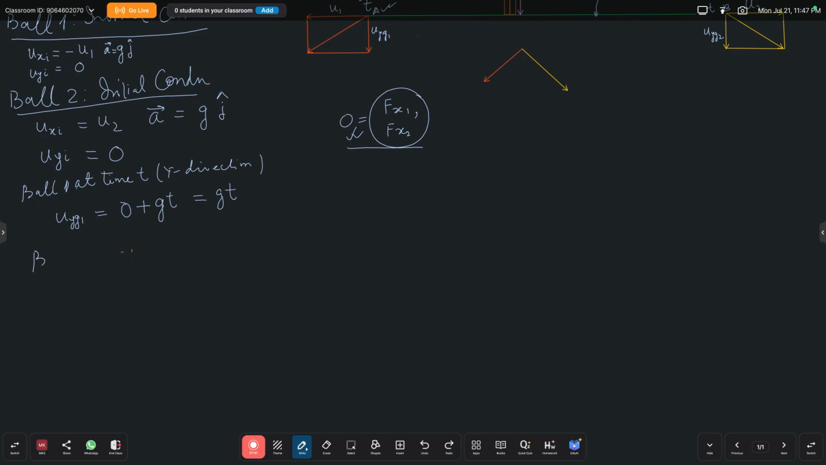Similarly for ball 2, uy g2 is 0 plus gt, same time. So this is also gt.